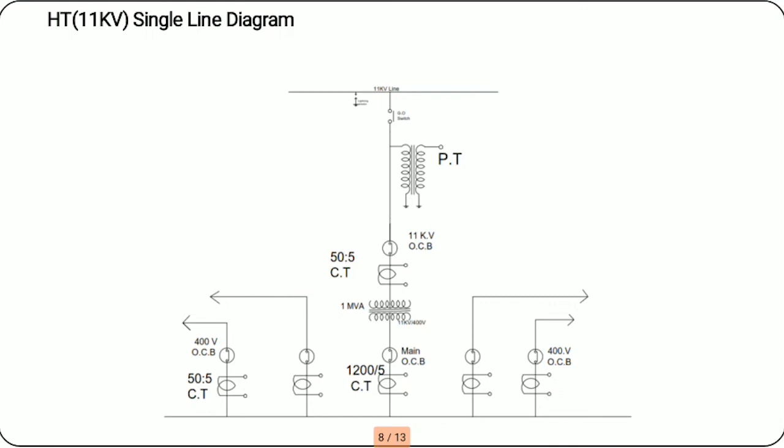The supply is transferred to the consumer. And the last line is the 400 volt bus bar. From the 400 volt bus bar, we supply the remaining lines to the consumer.